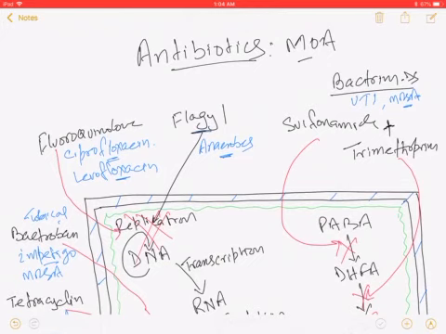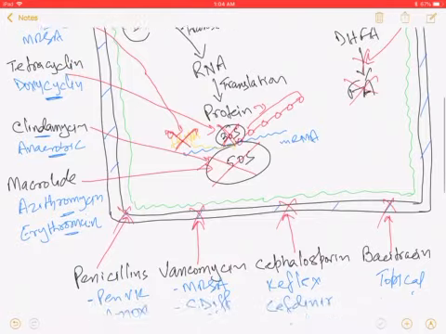And now you know how these antibiotics work. So this is it for today. Thank you very much.